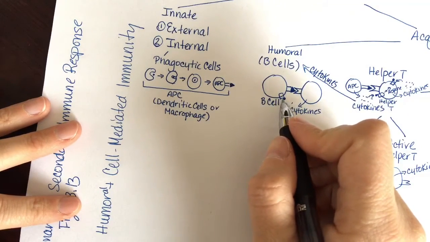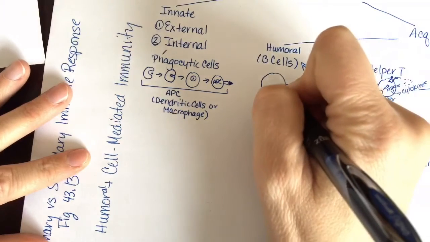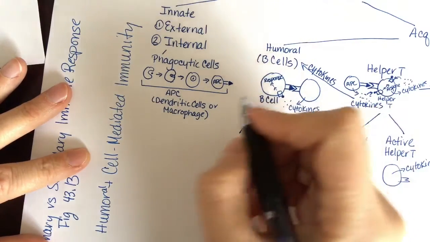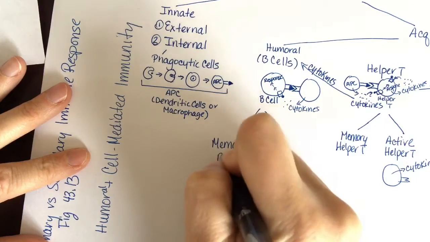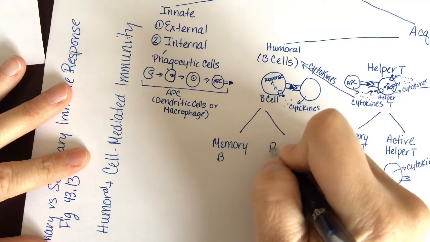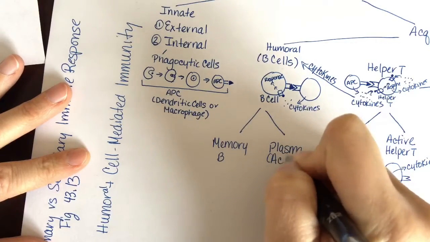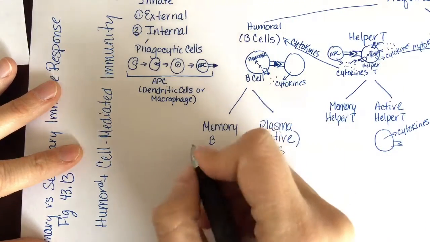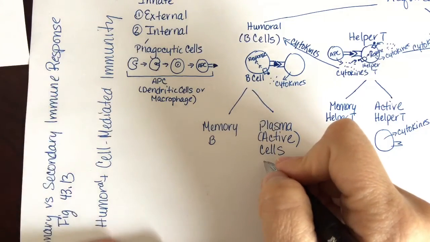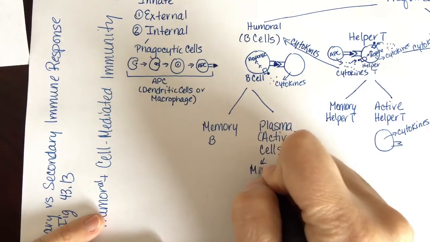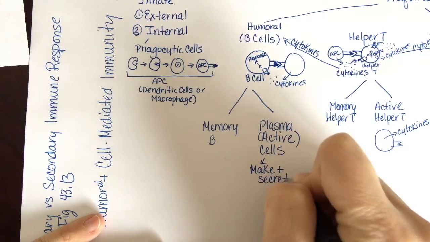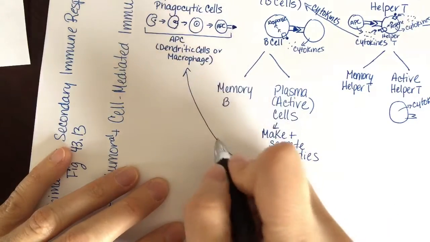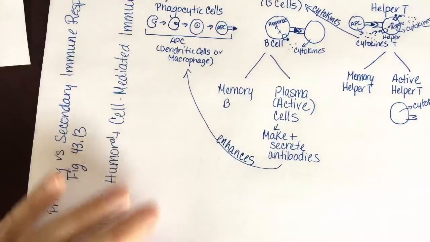So cytokines bind to the B cell and trigger a signal transduction pathway, and then eventually it gets to a response. What's the response? For the B cells to divide and differentiate into memory B cells and the plasma cells. I'm going to put that these are active. So these are in your current, working with your current infection. And these guys are for longer use, remember, for long-term use for the second infection. And these guys make and secrete antibodies, which, remember, enhances phagocytosis.